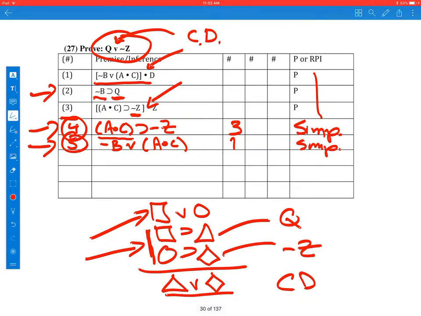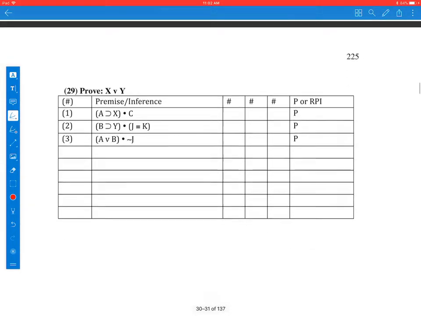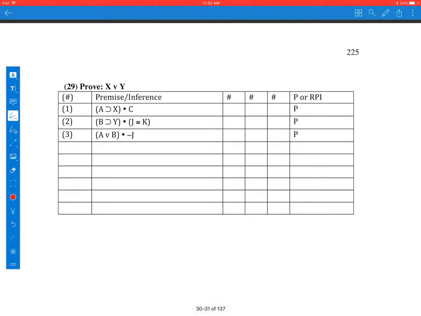Okay, now we have all the parts that we need, all the corresponding parts to the constructive dilemma. So we're looking at lines 2, 4, and 5, and from those we're going to get Q or not Z, 2, 4, 5, CD, and we're done. Okay, let's try another.